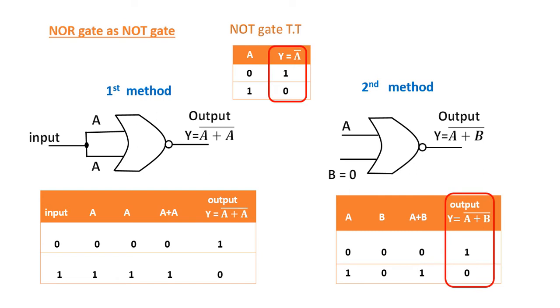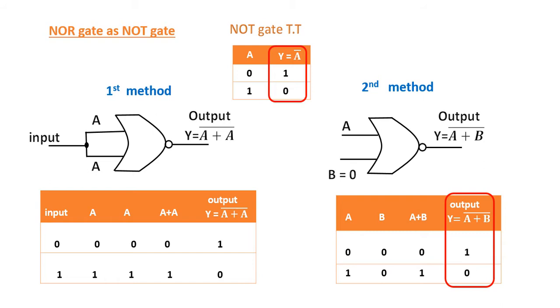That means we have two methods to prepare NOT gate from the NOR gate. In our first method, we have seen that if both inputs of the NOR gate are merged into a single input, then it will act as a NOT gate. Likewise, if any one of the inputs of my NOR gate is kept low, then also it will act as a NOT gate.